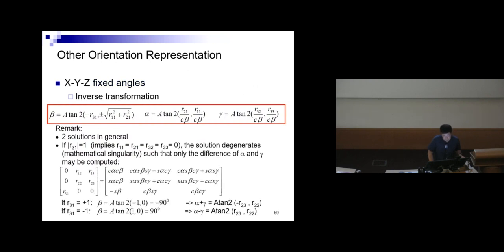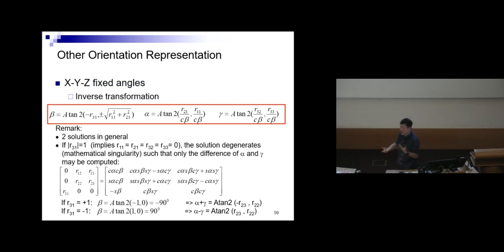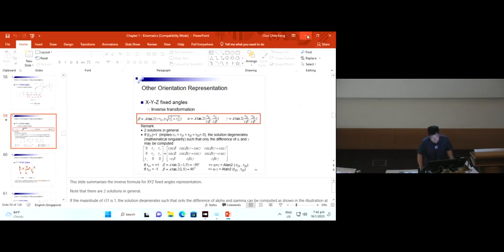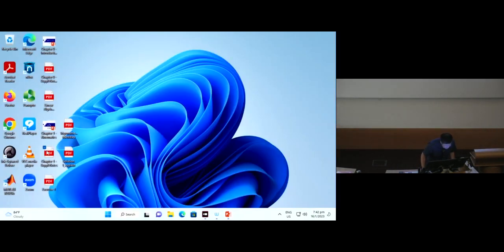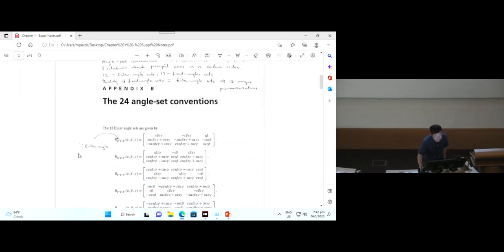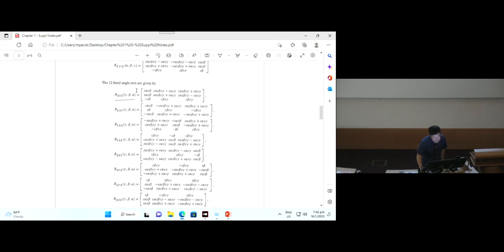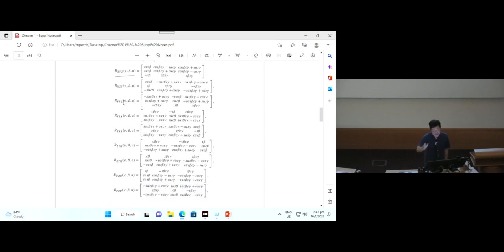So this is one way. This is one representation. It's known as the XYZ fixed angle. But of course, you can also have XZY. You can have different combinations. So you can have a set of different combinations, and in the end, you will have, this is a fixed angle, altogether 12 different combinations.